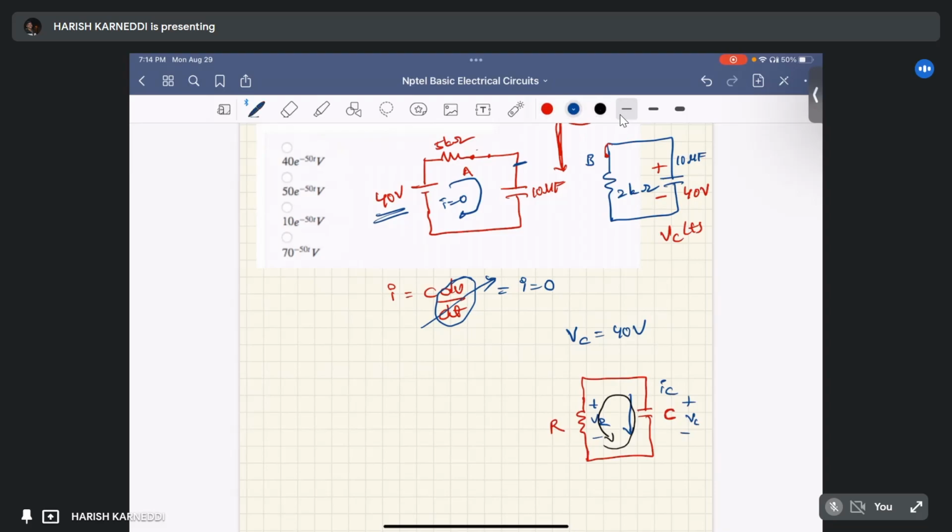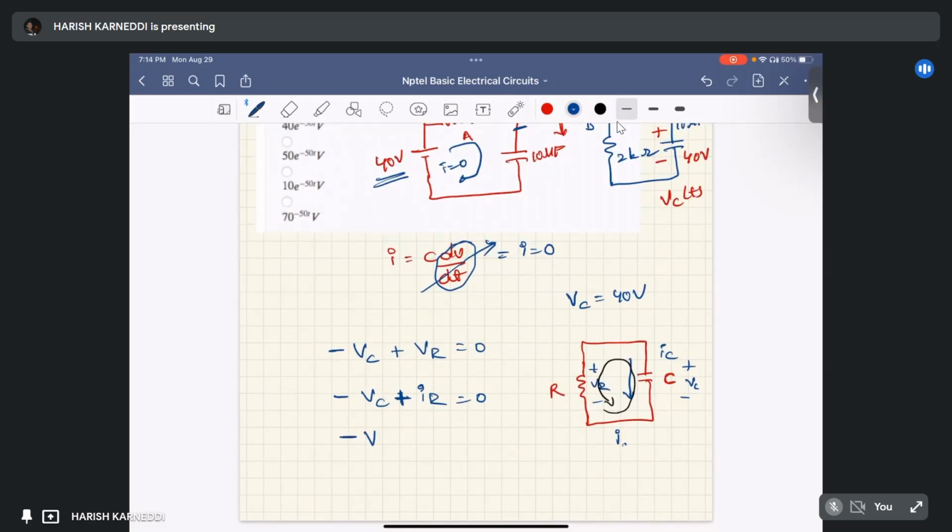What's the KVL? This is minus Vc plus VR equal to 0, right? We can keep it as minus Vc. VR equals the current flowing through this loop, let us suppose I, into R, equal to 0, right? You can write minus Vc plus I R, and what is the value of I? We can write I equal to minus Ic.